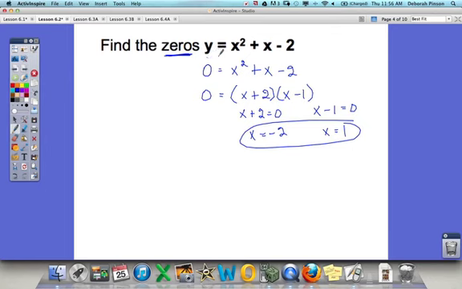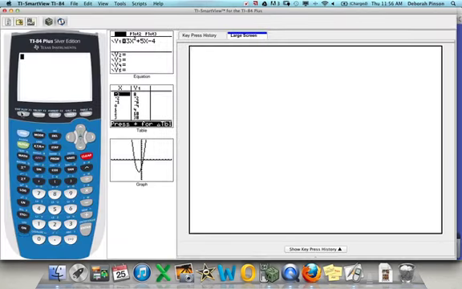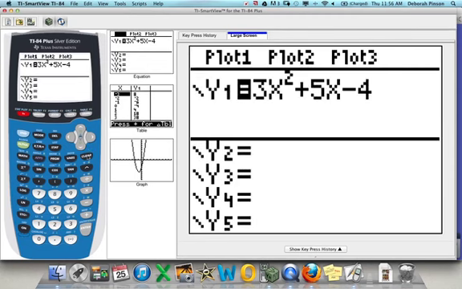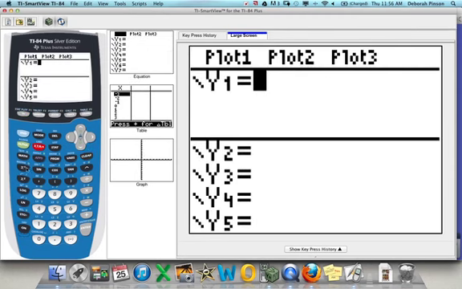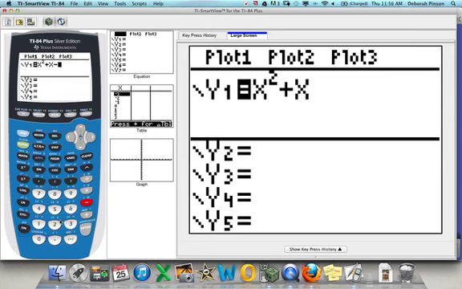I'm going to graph this thing. So I'm just going to go back, graph the original. So I'm going to clear out what I have in there. And I'm going to put in x squared plus x minus 2. And graph this thing.